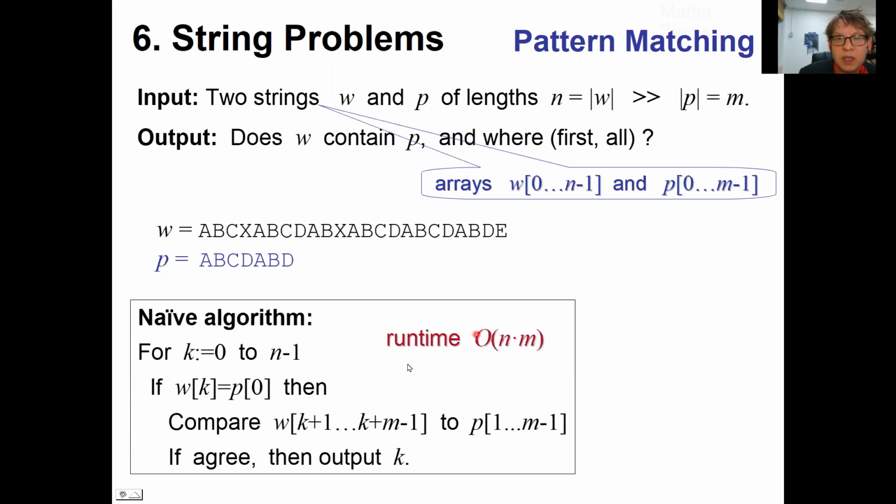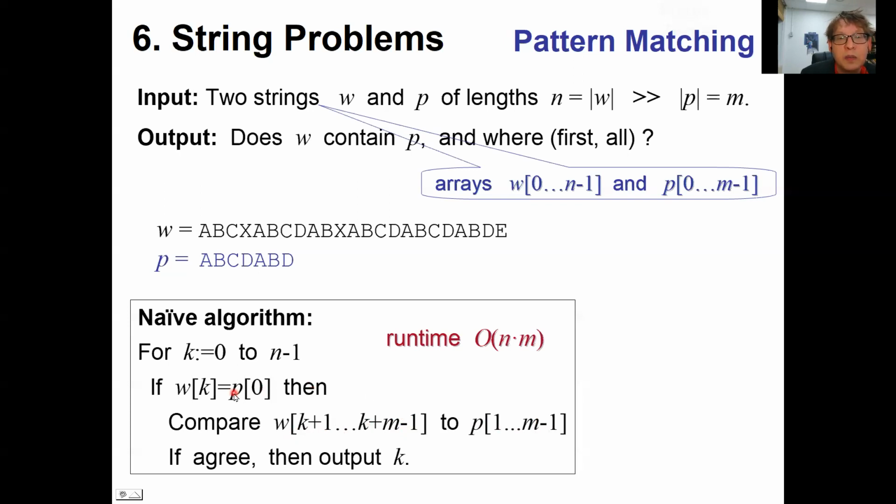To see why it is n times m, let's look at the loops. There are two nested loops, actually. There's one which is explicit, running from 0 to n minus 1. So this loop is executed n times. But inside there's another implicit loop, namely comparing this string to the rest of the pattern. So this is a substring, by the way, substring terminology. This is a substring of the long string. Compare this substring to this rest of the pattern.